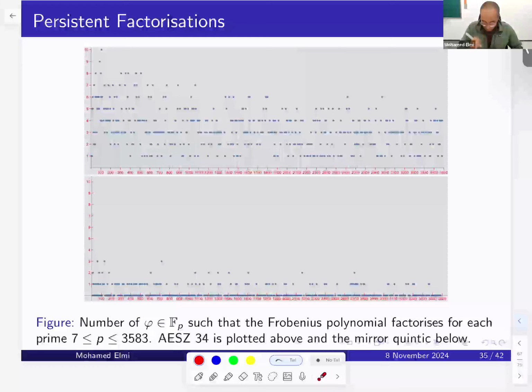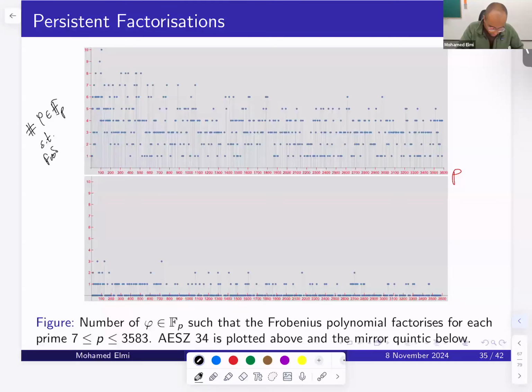And so what you do is you use your computer. You go over many primes, and you count how many phi in F_p are such that the Frobenius polynomial factors.